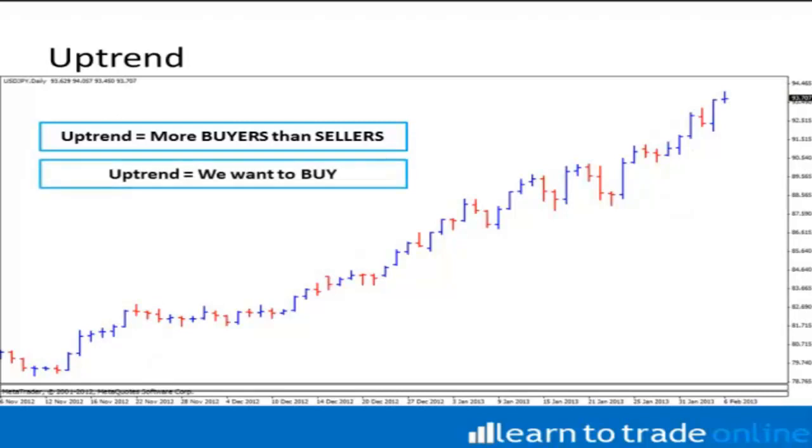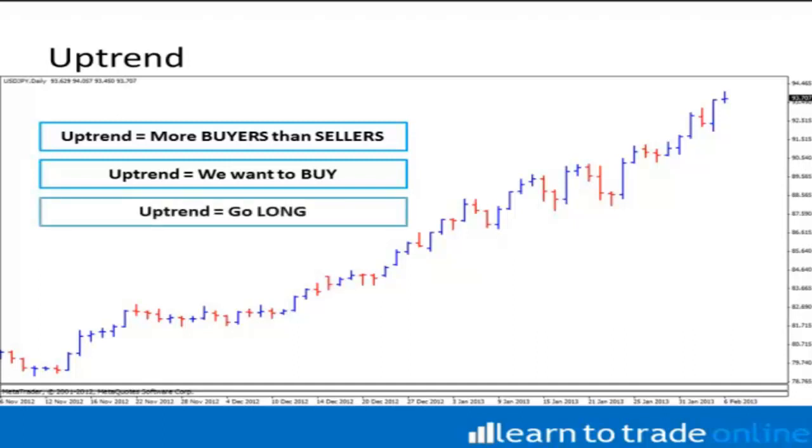And in an upward trend, we're always looking to buy. We don't want to trade against the trend. We want to trade with the trend, because the trend is our friend until the bend and the end. So in upward trends, we're looking to go long. We're looking to buy.